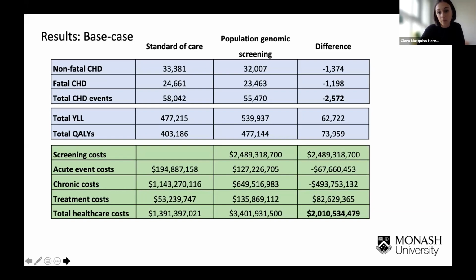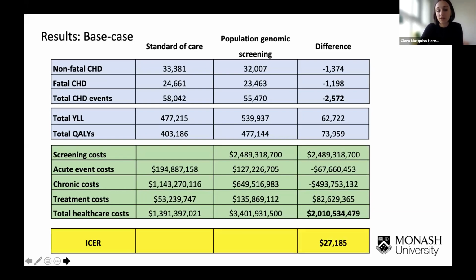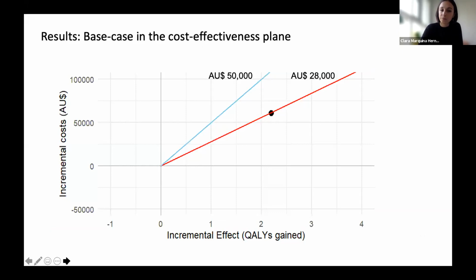Now, with these numbers, we obtain an incremental cost effectiveness ratio of just below 28,000 Australian dollars. And we can see this result in the cost effectiveness plane. So in blue, we have the willingness to pay threshold of $50,000, and in red, a willingness to pay threshold of 28,000 Australian dollars, which has been reported lately as the most commonly used. And our result falls exactly into that line.